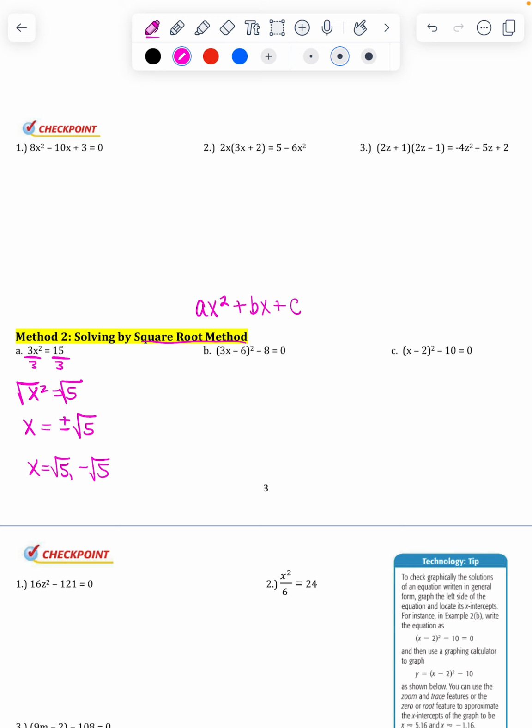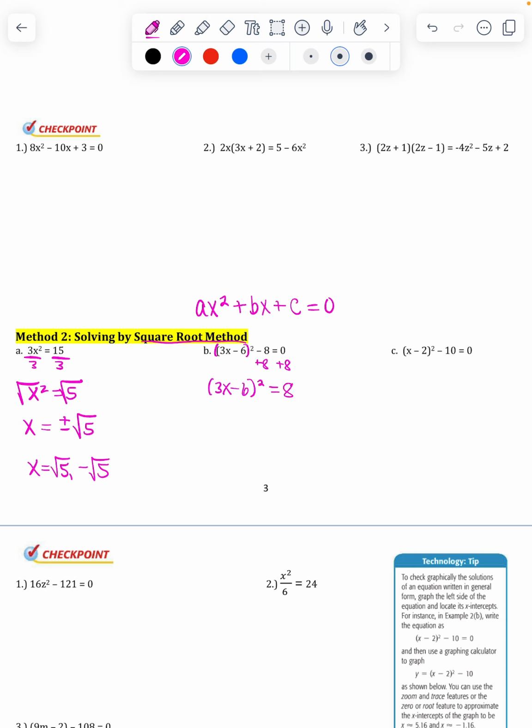And because it's not like this, and I would have to multiply 3x minus 6 times another 3x minus 6, then subtract 8, and then see if it could possibly be factored, I'm automatically like, no, is there another way? And there is. It's the square root method. So if you see something being squared, what you want to do is isolate that thing. So I'm going to add 8 to both sides, and I get 3x minus 6 squared equals 8.